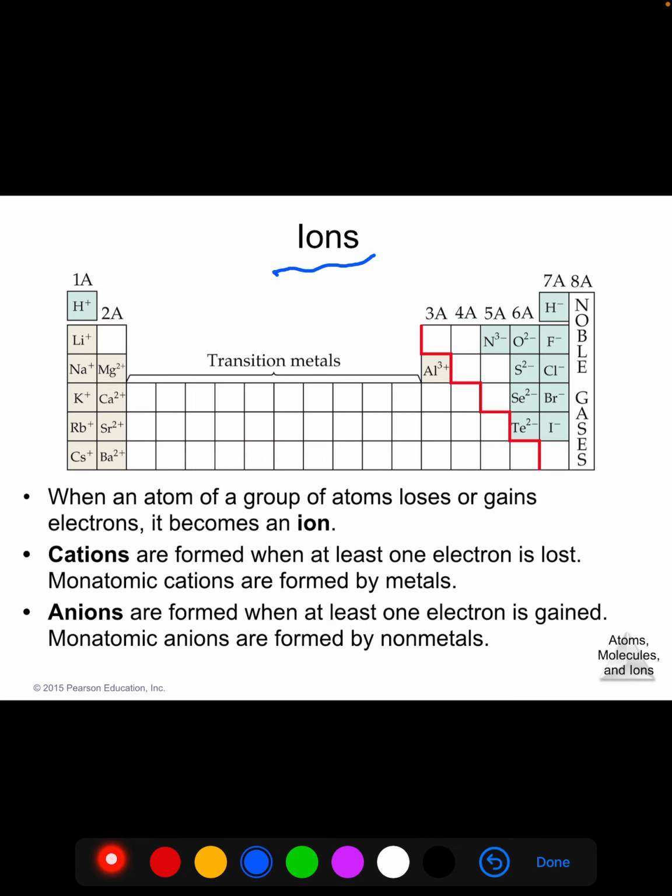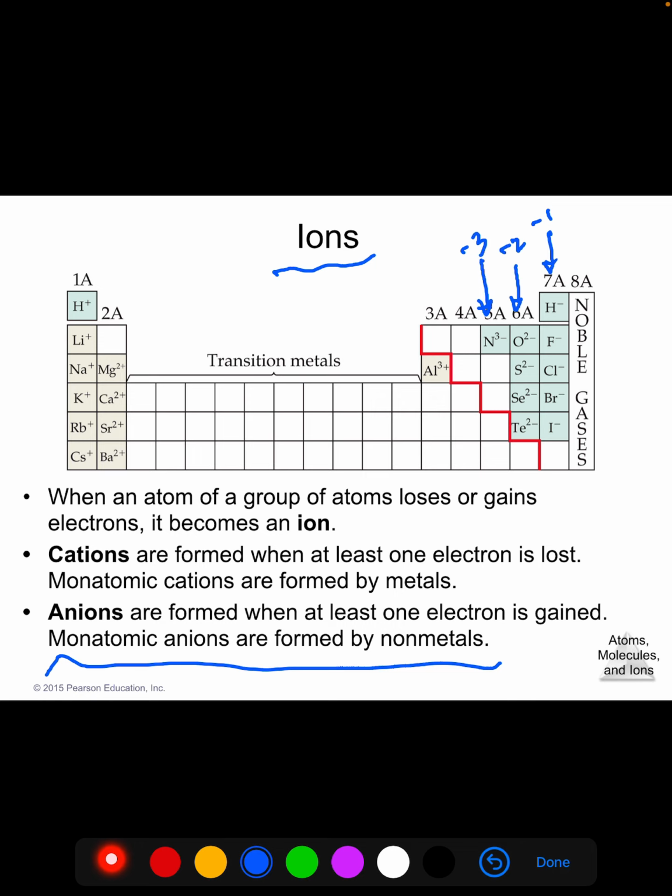If you gain an electron, you form an anion, a negatively charged ion. And you can gain more than one. If you gain one, you get a -1 charge. If you gain two, you get a -2 charge. If you gain three, you get a -3 charge.